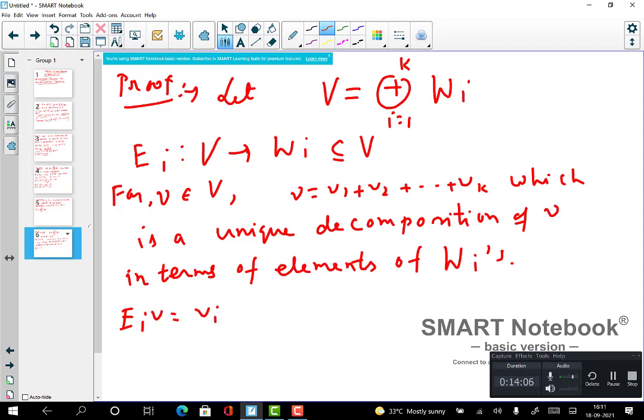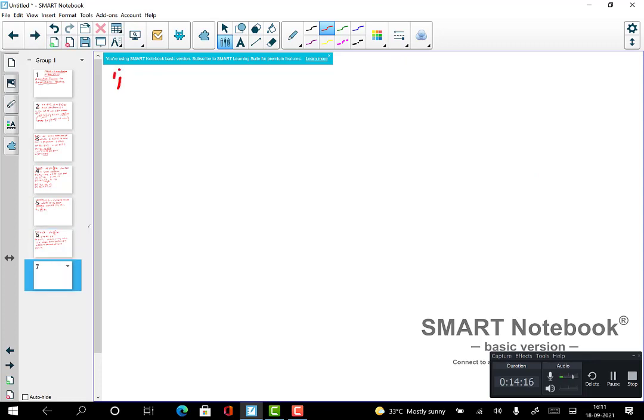Now if you do this thing, what happens? Can you prove that this is a projection? So let us prove one by one. To prove one, what you need to prove? You need to prove that E square of any i is E itself, right? So we start with Ei square of v, and that will be nothing but Ei of vi, and the way I define it, vi belongs to Wi's, and then has to be equal to vi, right? Why does it have to be equal to vi?